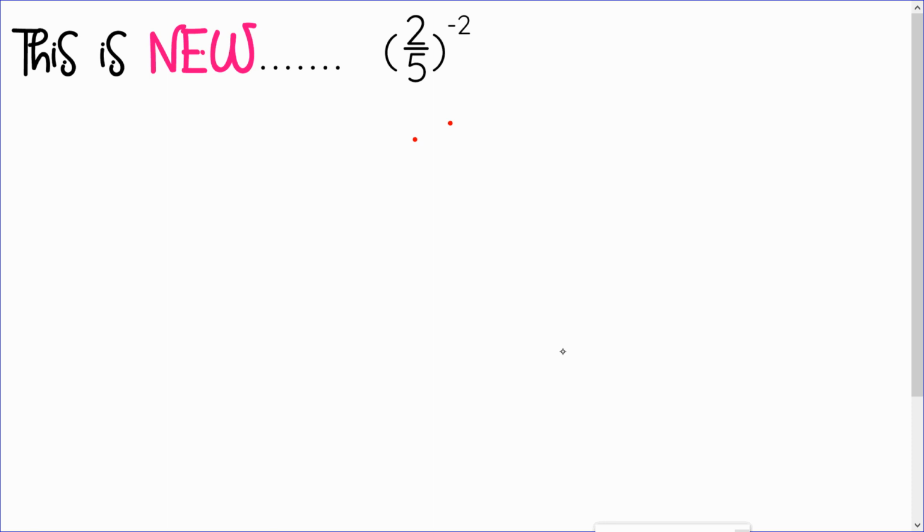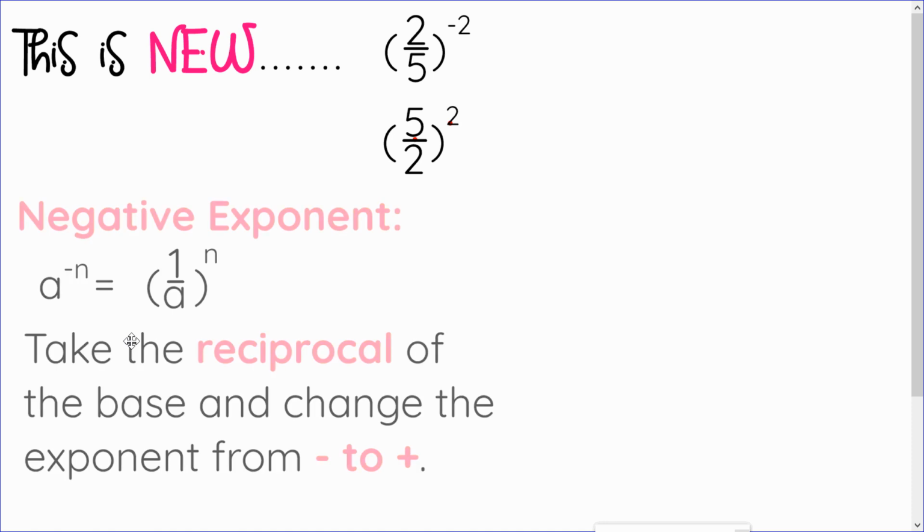Also new this year was the negative exponent. So if I had 2 over 5 to the exponent of negative 2, I would take the reciprocal of the base, 5 over 2, and raise it to the positive exponent, raise it to the 2. This is the negative exponent law. So if you have a to the negative n, take the reciprocal of the base, 1 over a, and raise it to the positive n. So taking the reciprocal of the base changes the exponent from negative to positive.